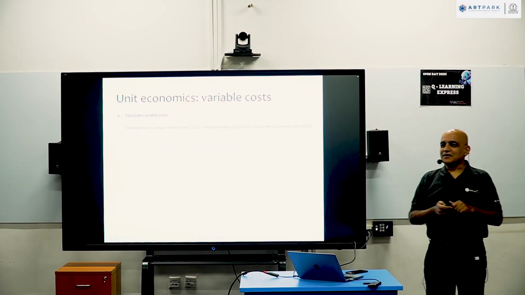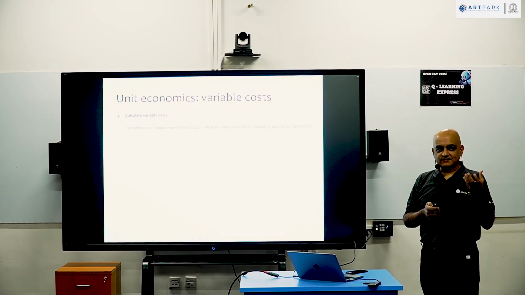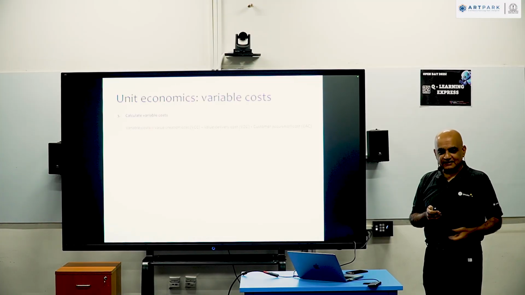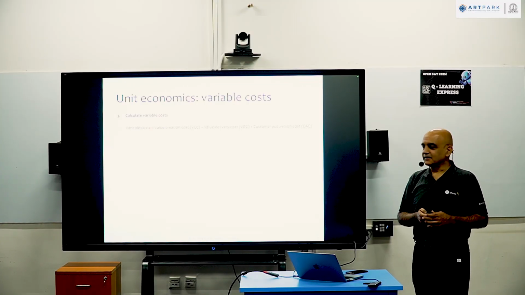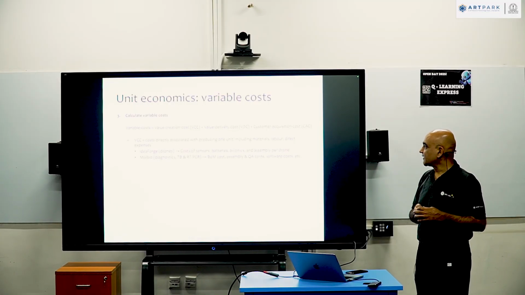So this is the variable cost. So there are three components of variable cost. First is what does it take to create that value. Second is what does it take to deliver that value, and last is what does it take to acquire a customer so that we can deliver value to them. Right? So those are the three things. So what does it mean? What do these terms mean?